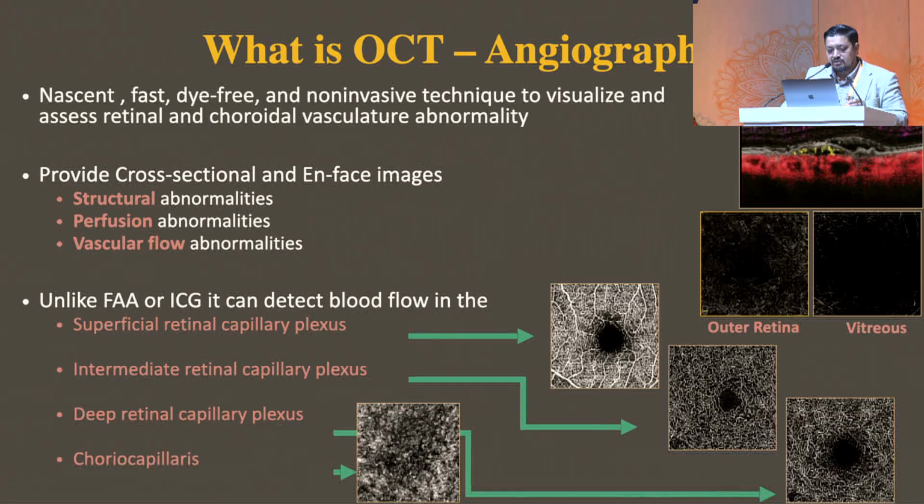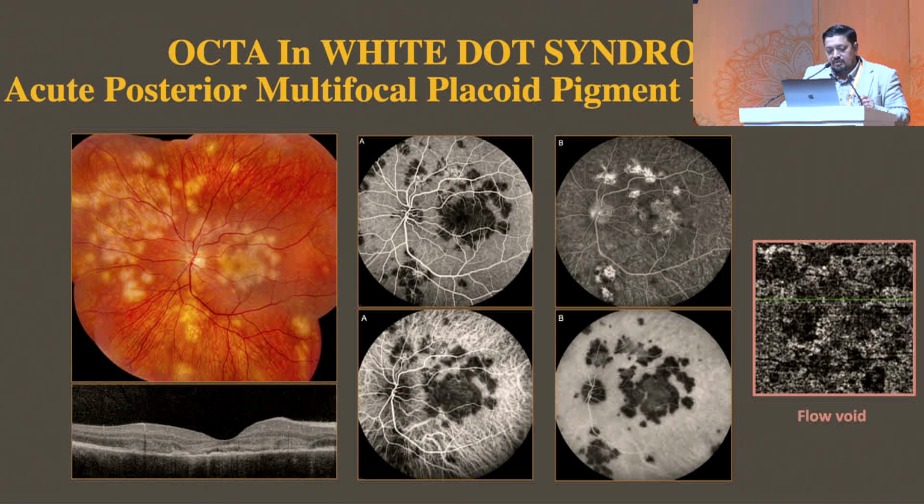It has global consensus on the nomenclature, and it is a well-researched tool that has been used by clinicians for over 20 years. On the other hand, we have OCT angiography, as discussed by Dr. Devesh. That's a fast, nascent, dye-free, non-invasive technique to visualize and assess retinal and choroidal vasculature abnormalities. It provides us with structural, perfusion, and vascular flow abnormalities. Unlike FFA and ICG that treat the retina as a single layer, it can detect blood flow abnormalities in the superficial, intermediate, and deep retinal capillary plexus as well as in the choriocapillaris.